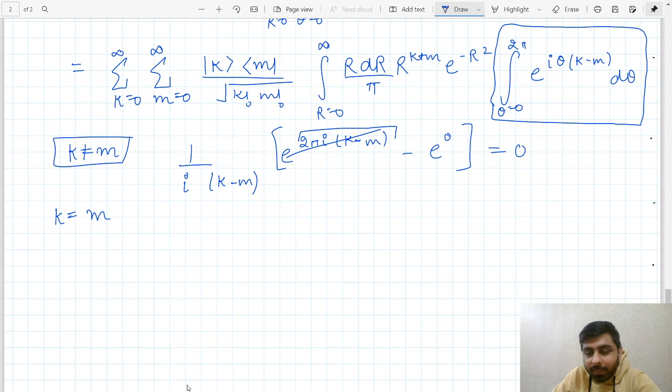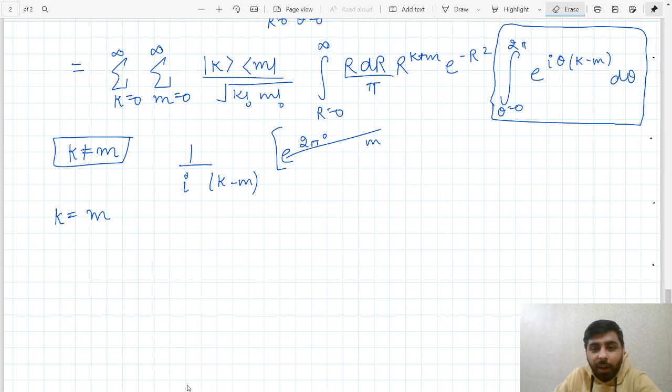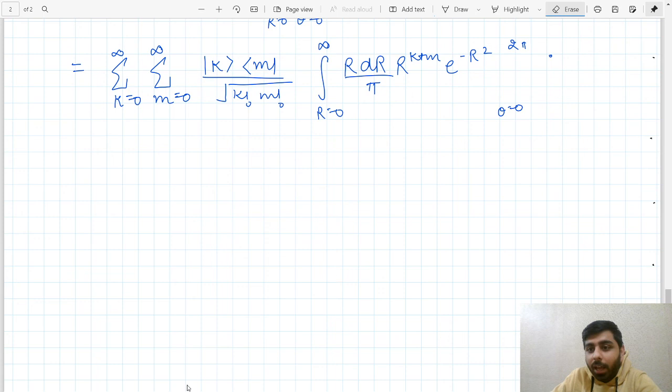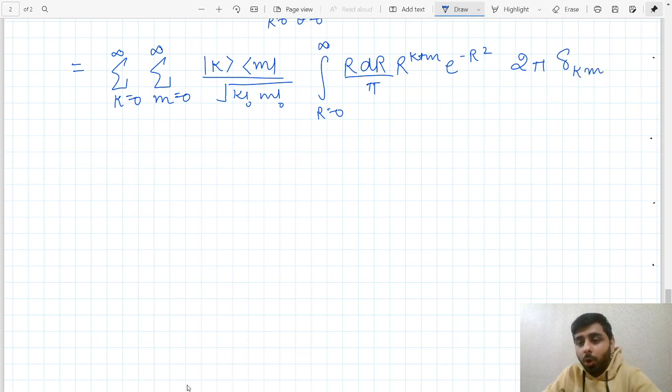So this integral as a whole, as we have already seen, can be replaced by the Kronecker delta and along with it a factor which scales the integral. So I don't think that it is very difficult to see that we can simply rewrite this integral as 2 pi delta km. So when k is not equal to m, this is equal to 0, and when k is equal to m, this is equal to 1, and so 2 pi is the whole integral.